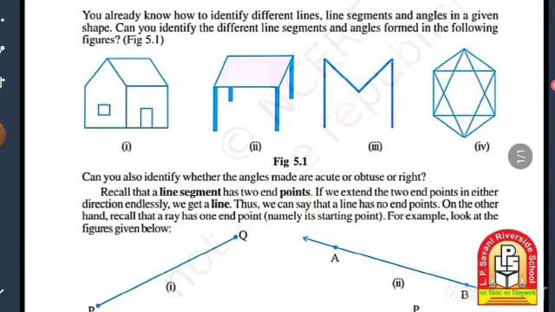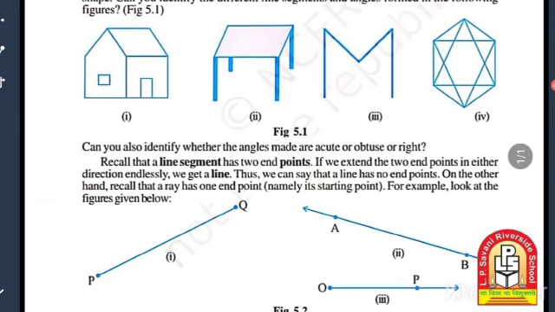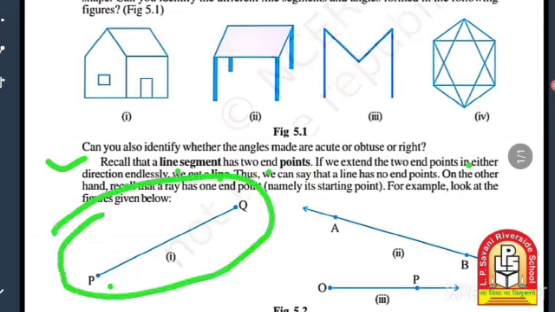Recall that a line segment has two points. Here you can see the definition of the line segment: a line segment has two endpoints. If we extend the two endpoints endlessly in either direction, we get a line. So this is the line segment. Here the length of PQ is limited and the ends are fixed. They are not endless; they have a complete end.